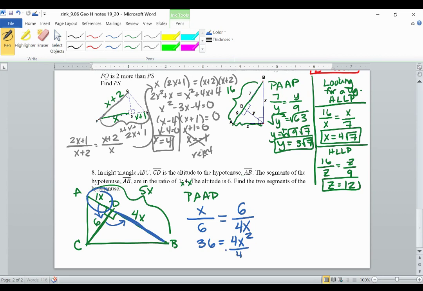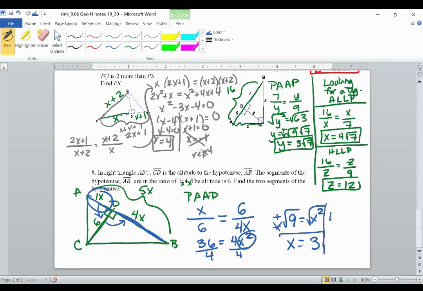Divide both sides by 4. You want to always isolate your x squared before you take the square root. So that gives me 9 equals x squared. Again, we can't have that negative because that would give us AD as a negative value, plus it's a geometric mean, which is always positive. Final answer is 3, but we were asked to find the lengths of the segments.